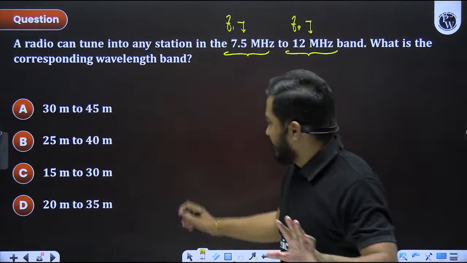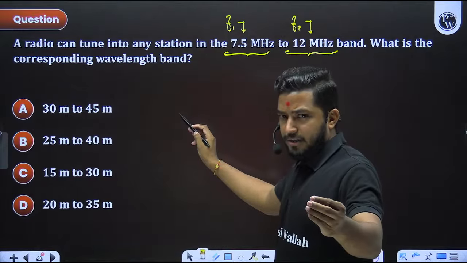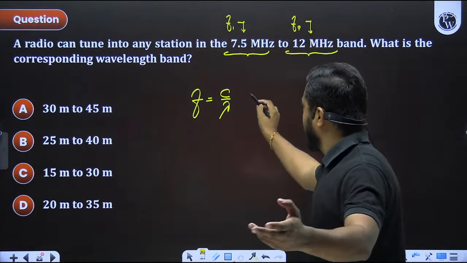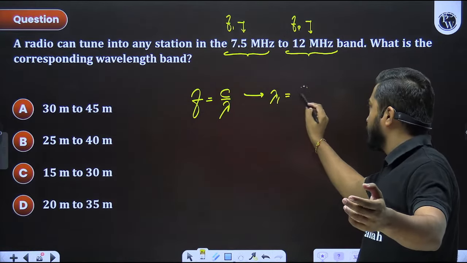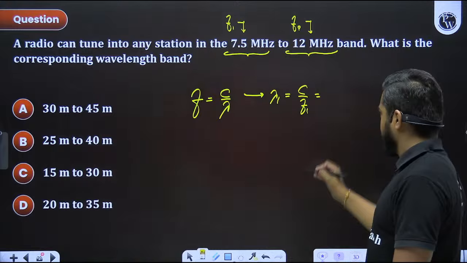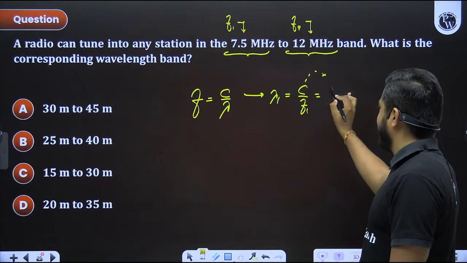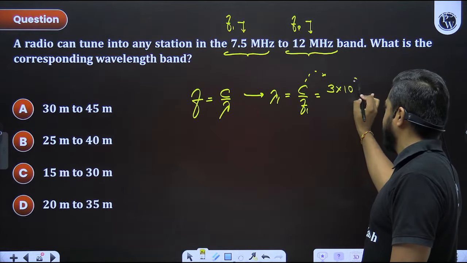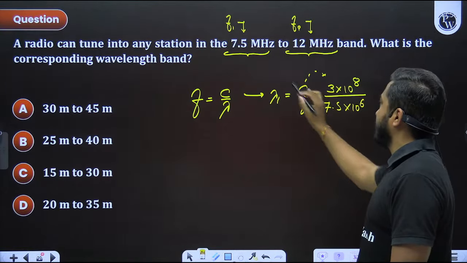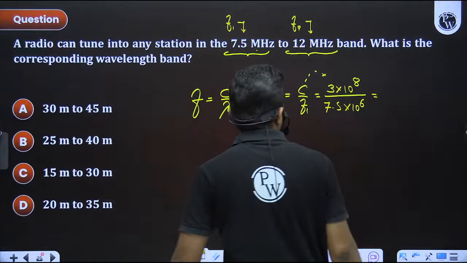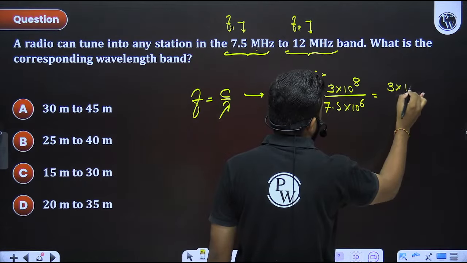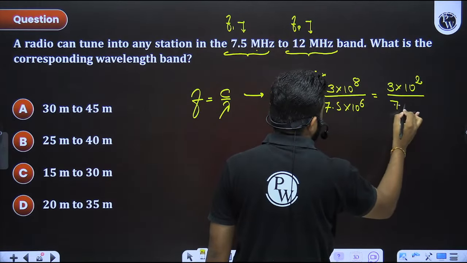We know from our childhood that f is equal to c upon lambda. So for the initial case, lambda 1 is equal to c upon f1. The value of c is known by the entire nation: c is equal to 3 into 10 raised to 8, and f1 is equal to 7.5 into 10 raised to 6 because of mega. So 10 raised to 8 divided by 10 raised to 6 becomes 10 raised to 2. So 3 into 10 raised to 2 divided by 7.5.